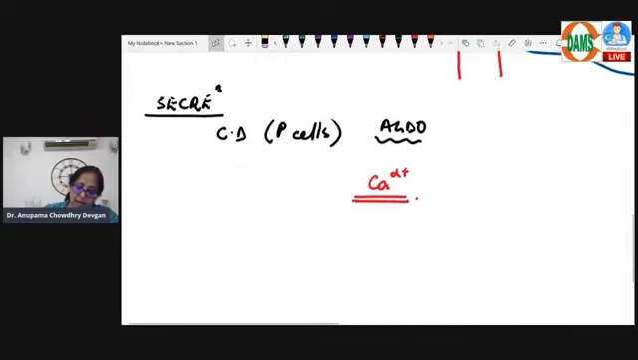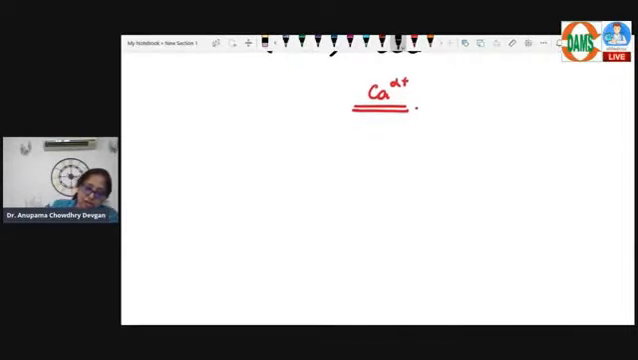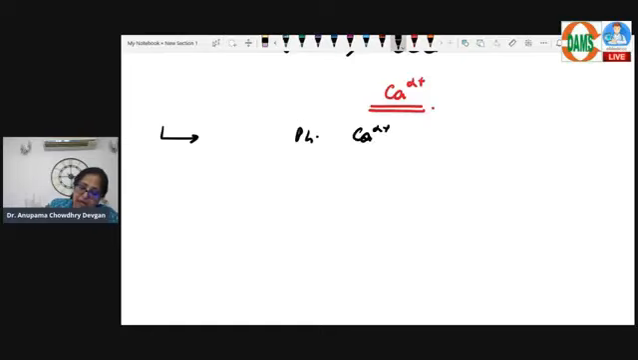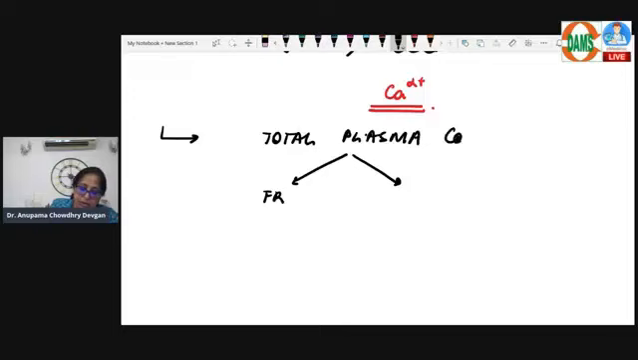All right. Now, calcium. Let's have a look at calcium. If you look at plasma calcium levels, total plasma calcium is divided into free and bound calcium.